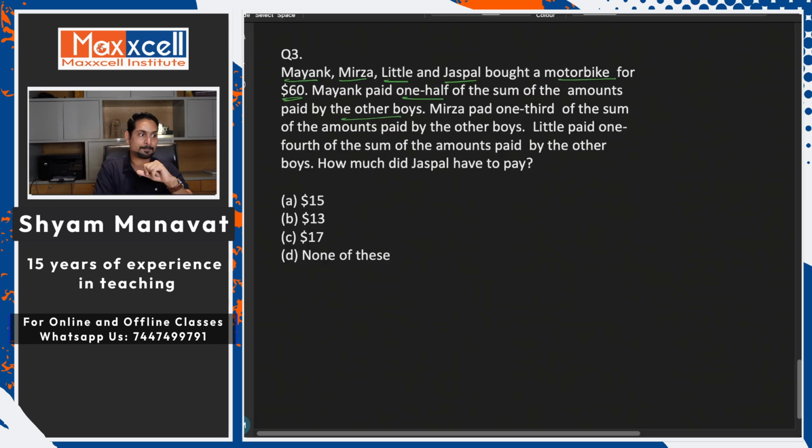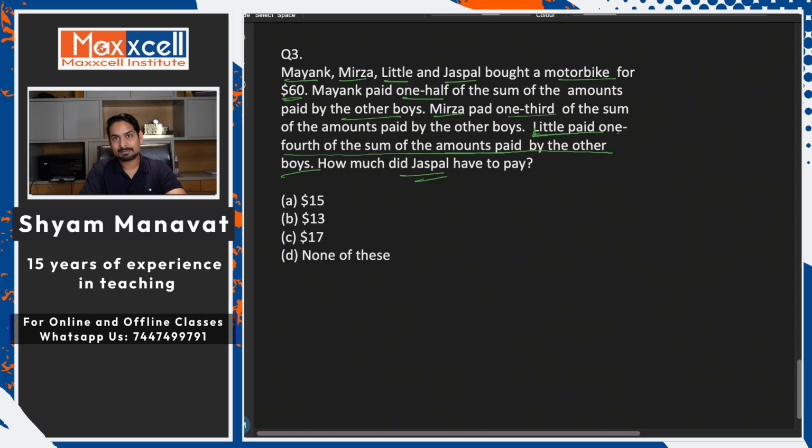Mayank paid one half the sum of the amount paid by others, excluding Mayank. Similarly, Mirza paid 1/3 of the sum of the amount paid by others. Similarly, Little paid 1/4 of the sum of the amount paid by the other boys. So everyone is comparing with how much others have paid except themselves. How much did Jaspal pay?